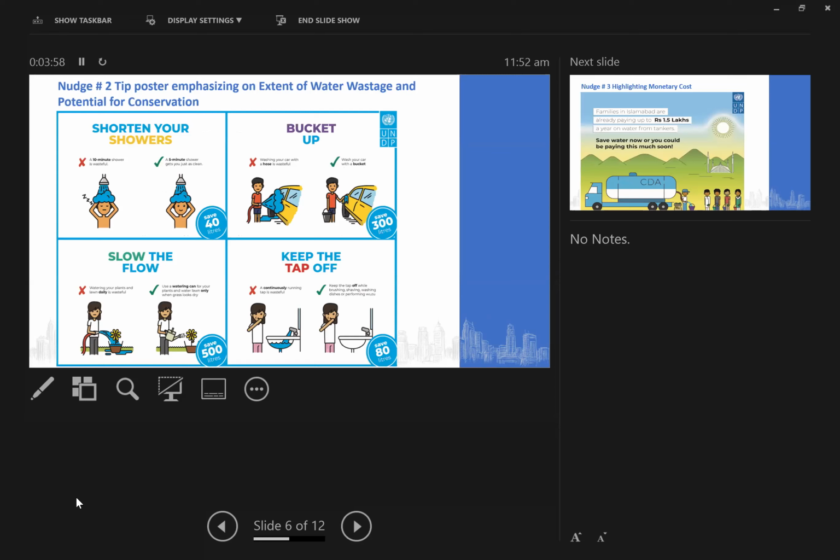The second nudge was to develop different avenues. This was based on our baseline survey, where we found out how people are not using water efficiently, and the avenues where they can conserve water. So we prepared this poster where we clearly identified different avenues where people can conserve water and how much water they can save by doing these minor, small interventions.